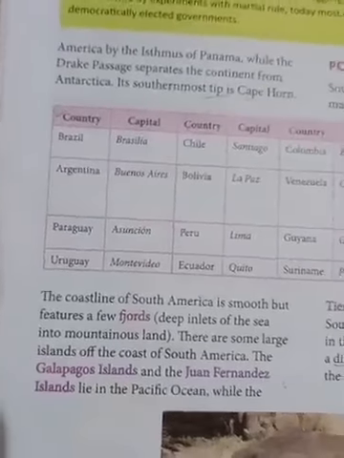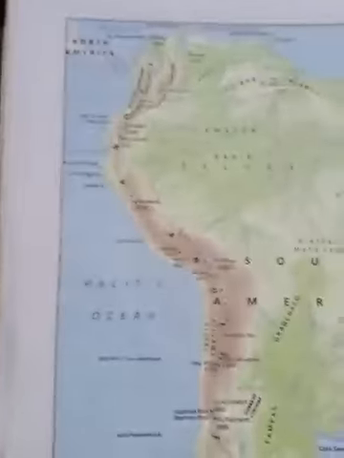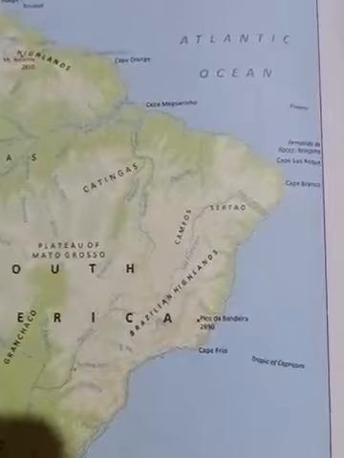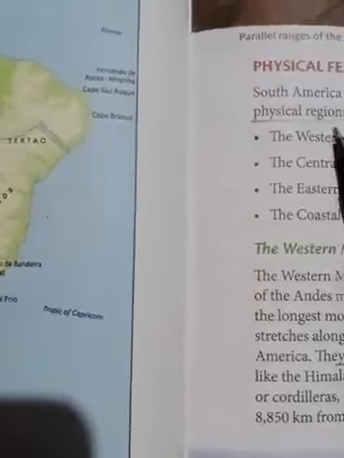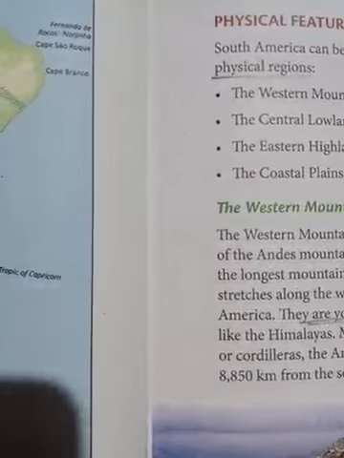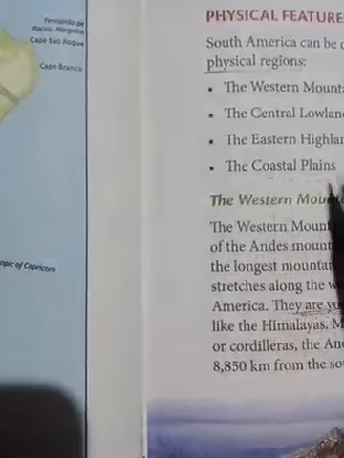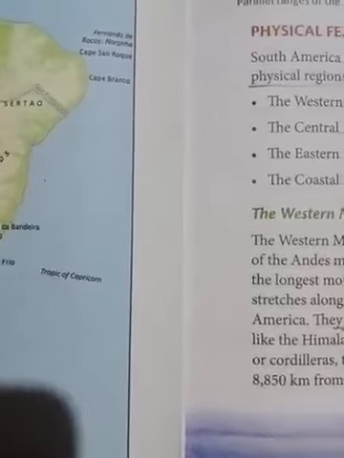And after that, let us see about the physical divisions. South America can be divided into 4 physical regions: the Western Mountains, the Central Lowlands, the Eastern Highlands, and the Coastal Plains. These are the 4 physical divisions.